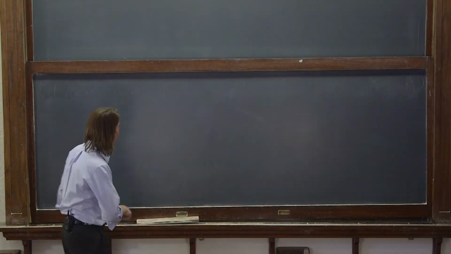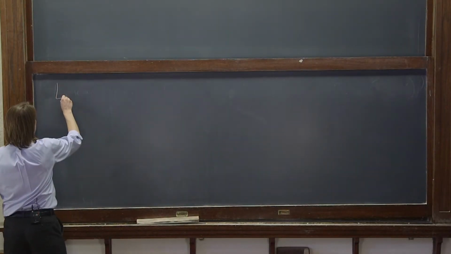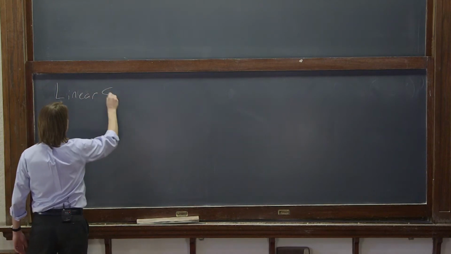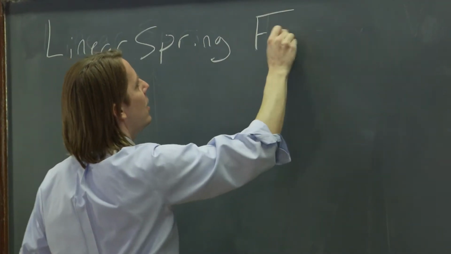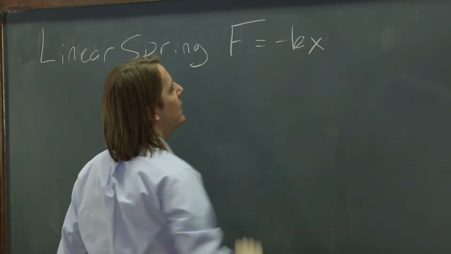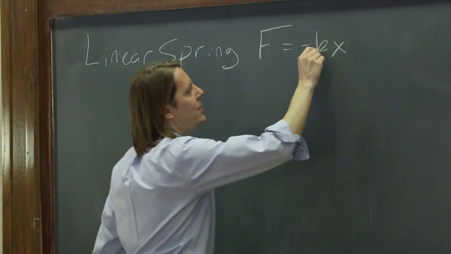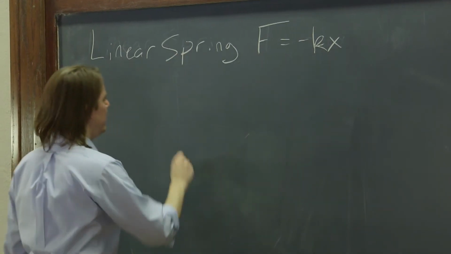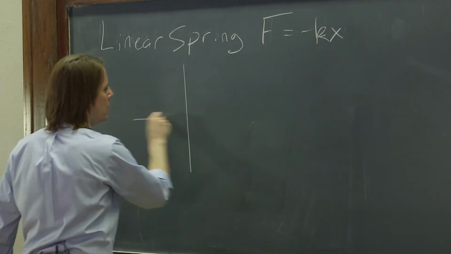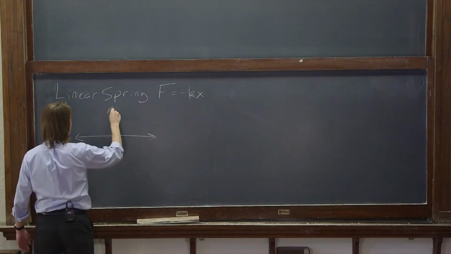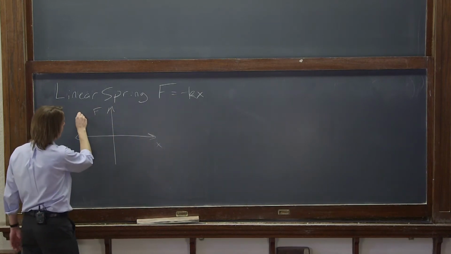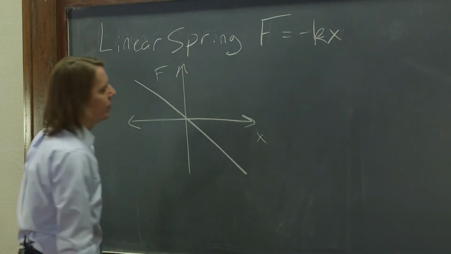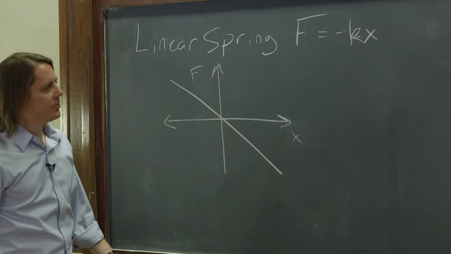We started simple harmonic motion with a linear spring that we described with Hooke's law, F equals minus kx. And what I mean by linear, you can see if we plot the force as a function of x, it's a line like this, goes through the origin with a slope of minus k.